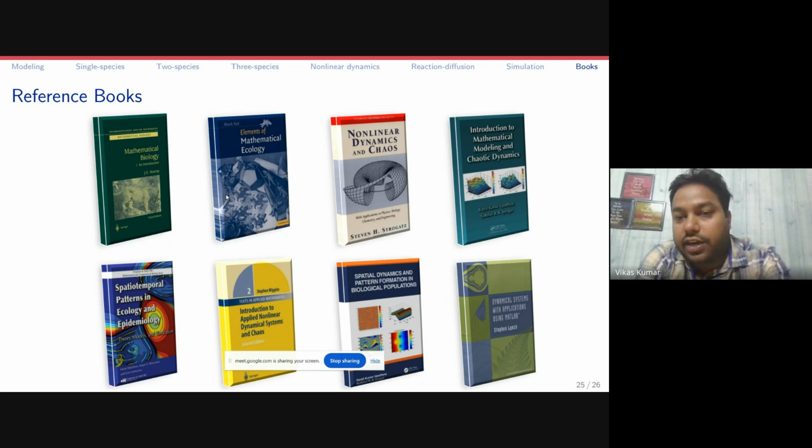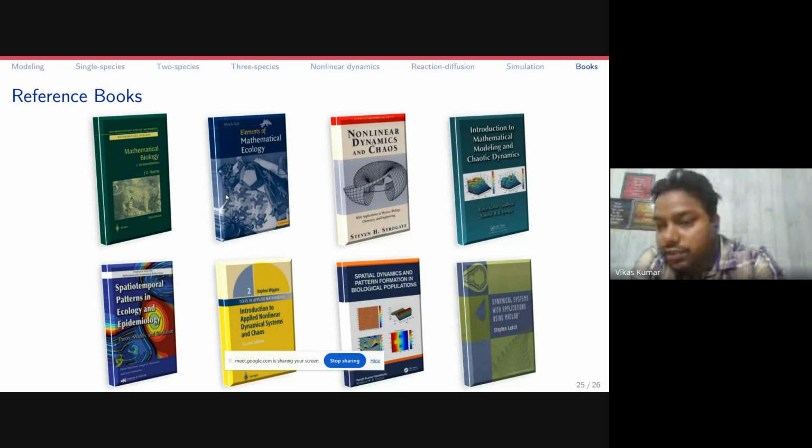The third one is Nonlinear Dynamics and Chaos. This book is very good. You can even find the lectures of Professor Strogatz. So Nonlinear Dynamics and Chaos will give you one in celestial mechanics or space dynamic models. So you can go through this book. The fourth one is a book by Upadhyay and Iyengar.